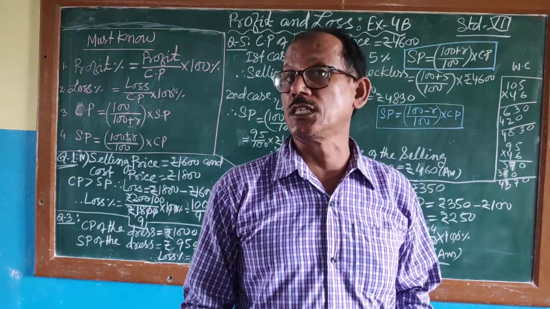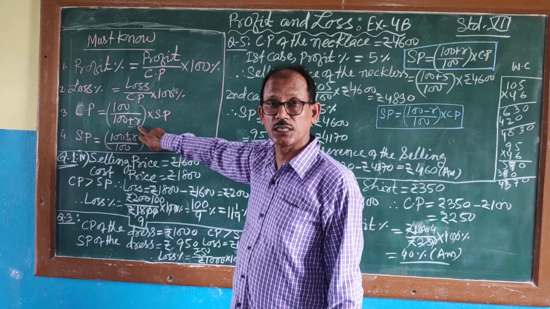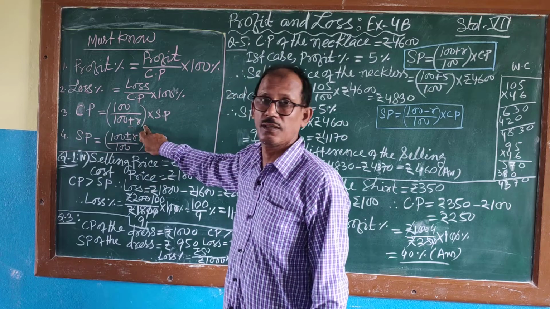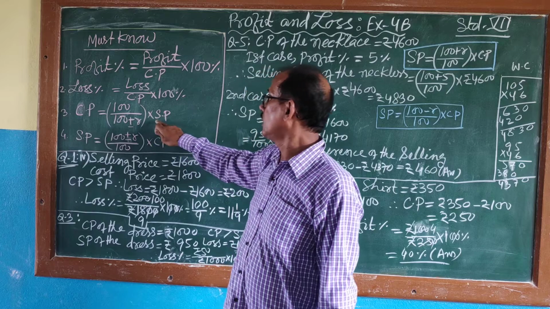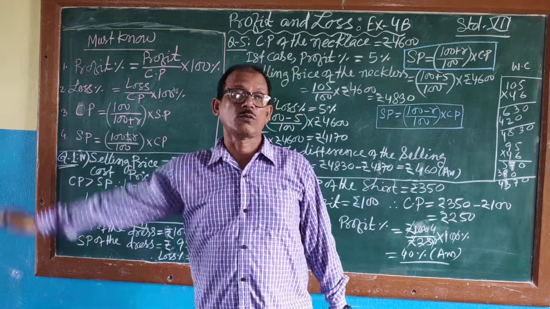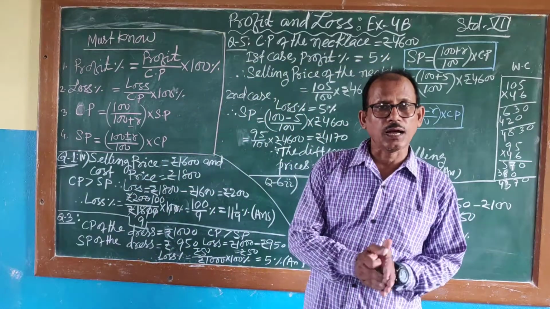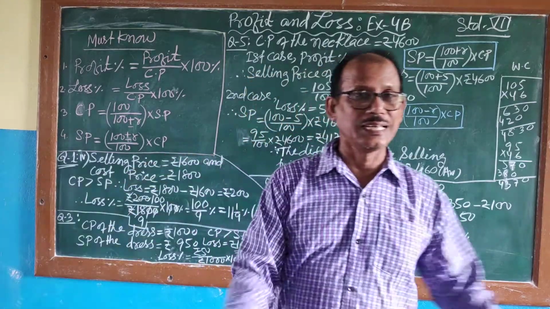Here R is the profit percentage or loss percentage. In case of loss percentage, the formula will be 100 by 100 minus R. In case of profit percentage, it will be 100 by 100 plus R, multiplied by SP. When SP is given, you have to find out CP. From this formula, you can come to the other formula, but I have written two separate formulas so that you don't have to do the linear equation part.